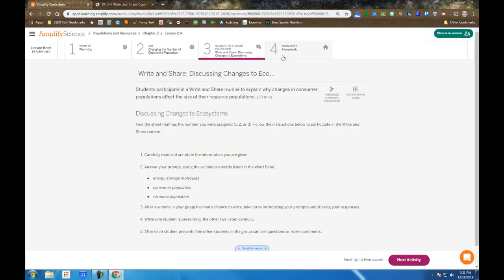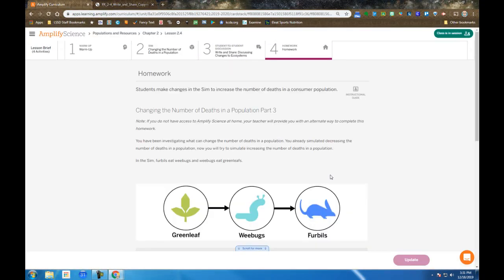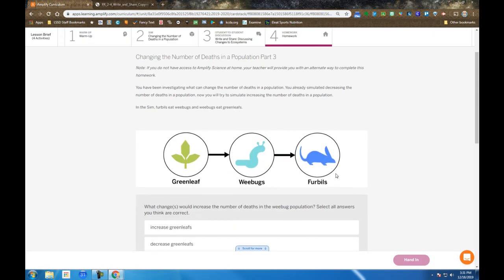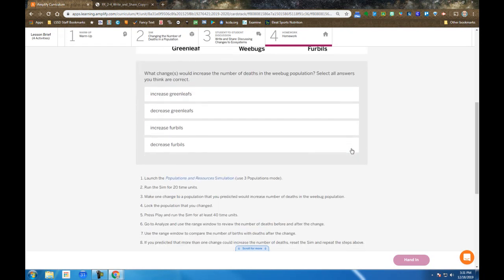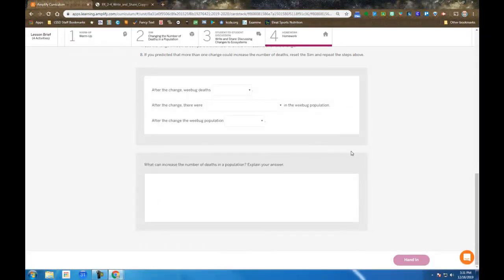And then you hop back into step 4, and that takes you back to the simulation. And there you're going to study number of deaths a little bit more in detail. Now you've got population part 3. So you're asked some more questions. And at this point, you should really have a strong understanding of what increases deaths in a population. And that finishes 2.4.